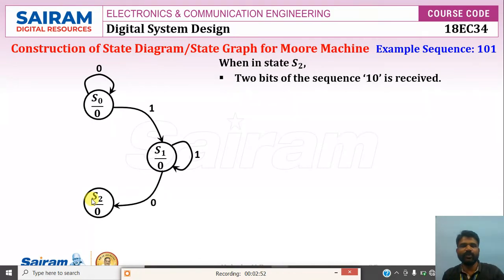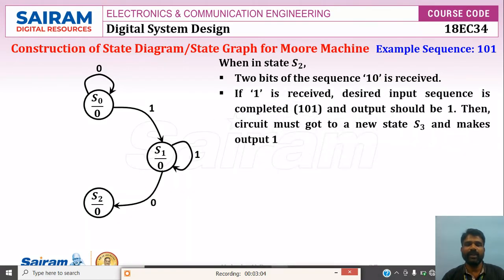Now come to S2. When in state S2, two bits of the sequence, 1 0, are received and we are waiting for the third bit. Now if 1 is received, the desired sequence is completed now, 1 0 1, and the output should be 1.